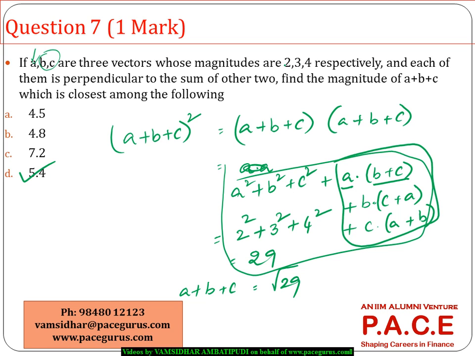If I want to find out the magnitude of their summation, all I can do is sum of the squares of each of the individual magnitudes and then finally take the square root of that. So in this case I am going with 5.4, which is the option choice D as the answer. Now let's move on to the next question.